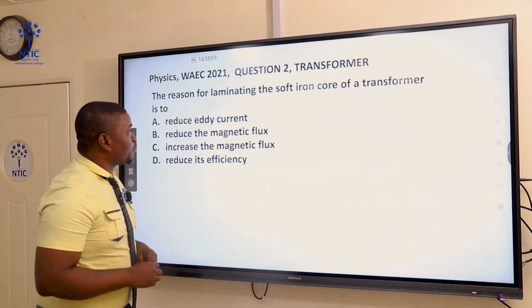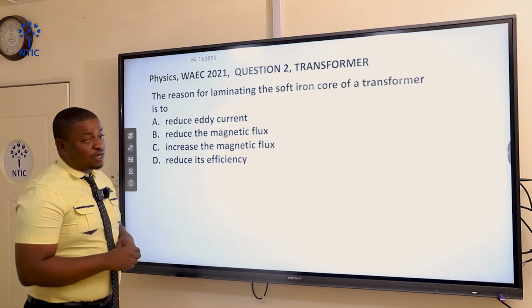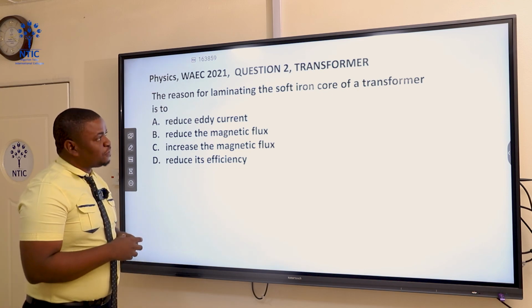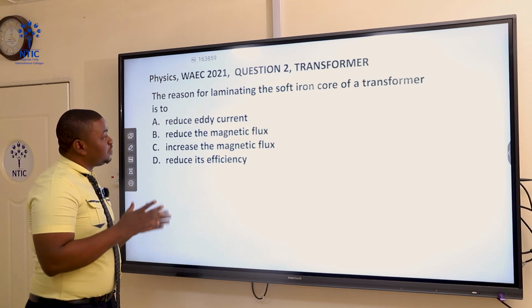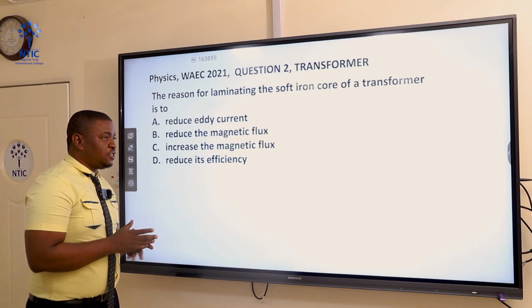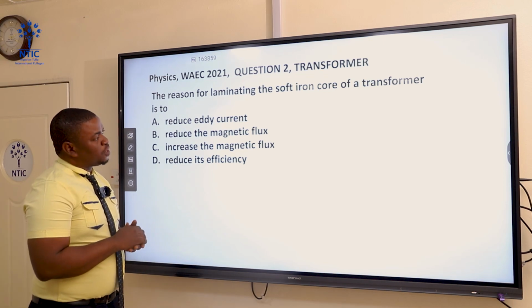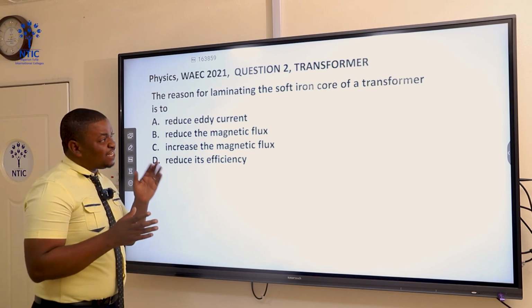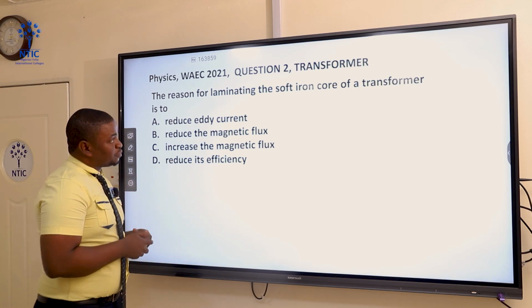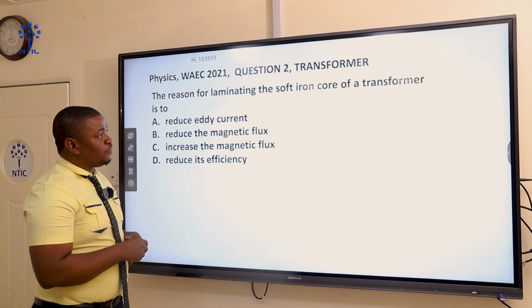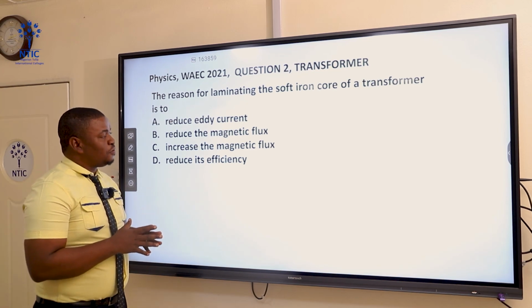Question 2. Now, question 2 is from transformer. It says the reason for laminating the soft iron coil of a transformer is to. Now, in transformers, there's what we call losses, energy loss in transformer. We have practical transformers and ideal transformers. For an ideal transformer, we assume that there is no loss. But for a practical transformer, we have losses.